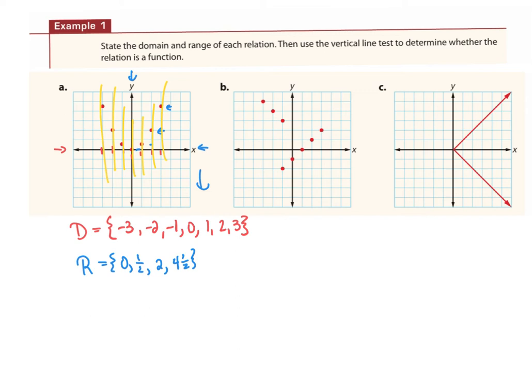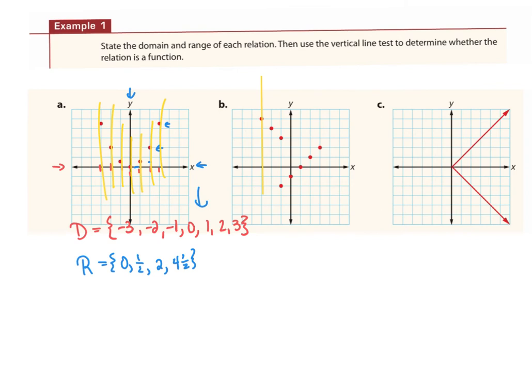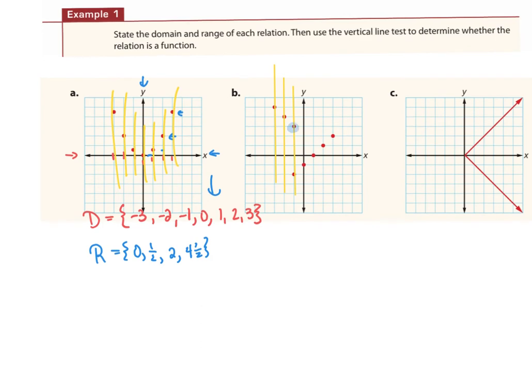I would do the same thing on the next one, listing my domain and range. But if I do the vertical line test here, I have a vertical line here, that's fine, that didn't cause a problem. Vertical line here, that's fine. But look at this one. What's happened here? I crossed here and here. So while this first one is a function, this one is not a function.